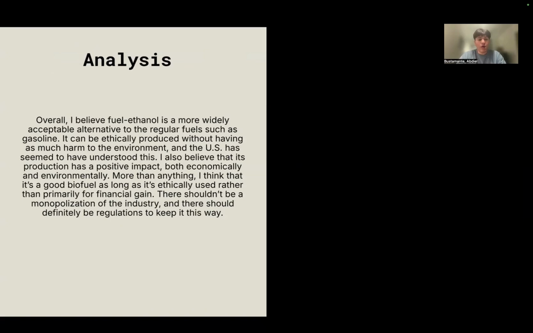Analysis. Overall, I believe fuel ethanol is a more widely acceptable alternative to the regular fuels such as gasoline. It can be ethically produced without having as much harm to the environment, and the US has seemed to understand this since they're one of the main producers of fuel ethanol. I also believe that its production has a positive impact both economically and environmentally. More than anything, I think that it's a good biofuel as long as it's ethically used rather than primarily for financial gain. There shouldn't be a monopolization of the industry, and there should definitely be regulations to keep this in place.